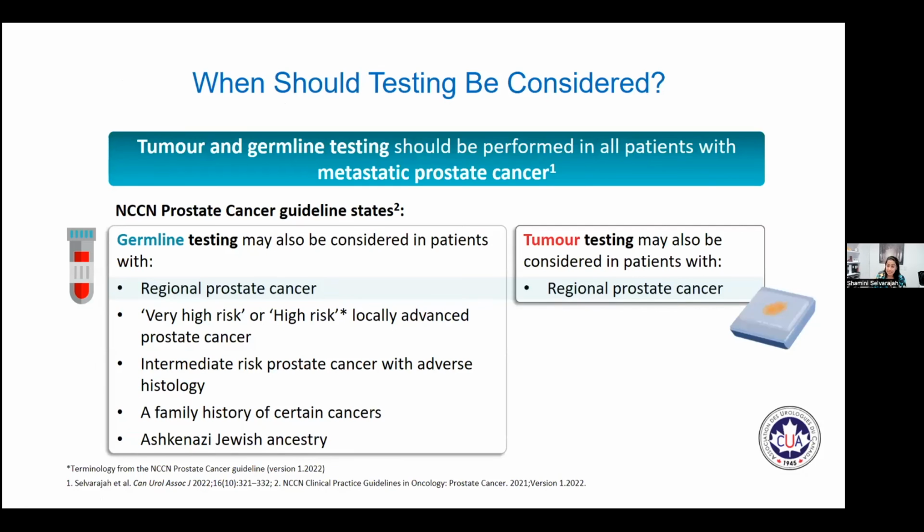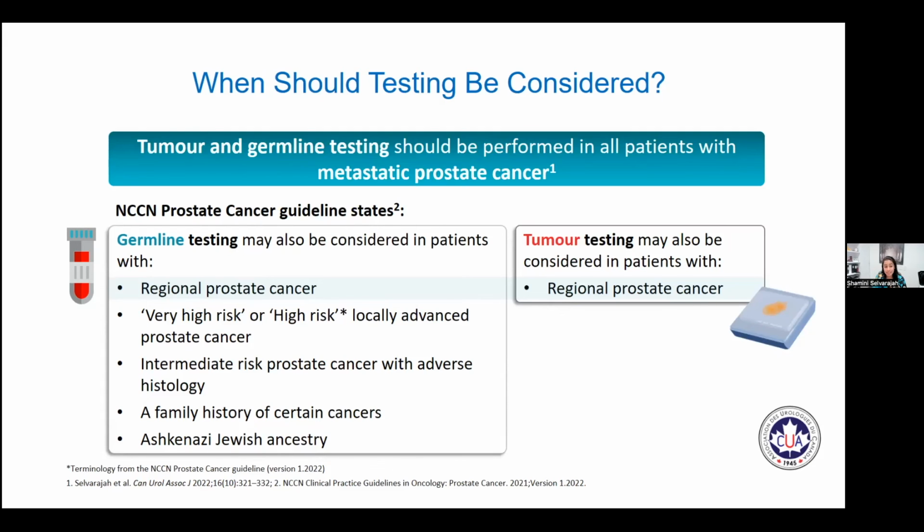So when should testing be considered? This varies a bit based on what guidelines you're looking at, and also which province you're in across Canada. So according to NCCN guidelines for prostate cancer, tumor testing and germline testing should be performed in all patients who have metastatic prostate cancer. So that's across the board. However, with tumor testing, for those with regional prostate cancer, that may be considered.